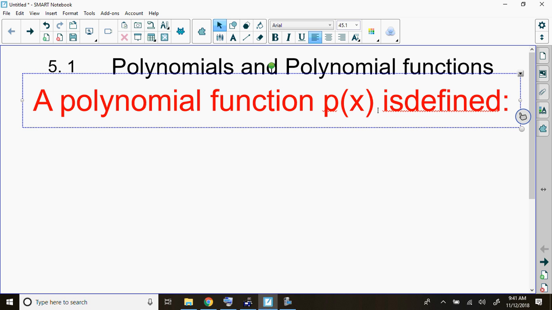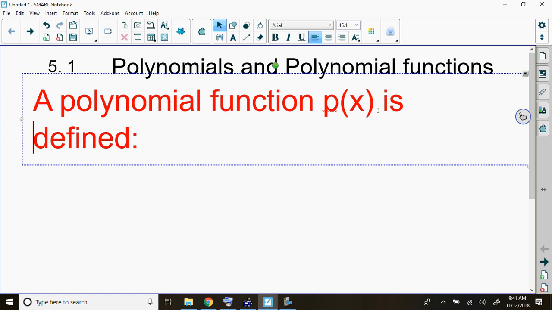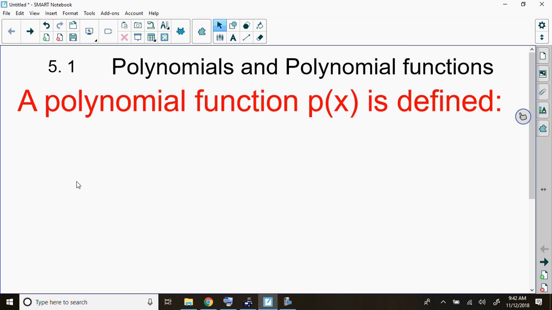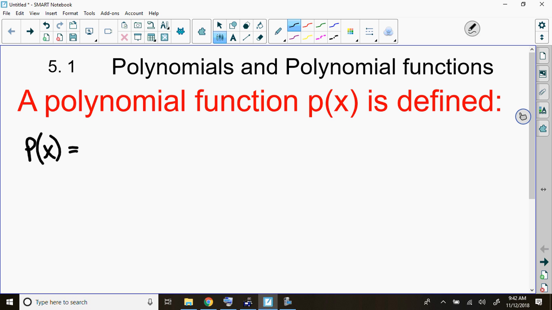A polynomial function is defined in the following way. So we're using f notation, obviously, but p notation, p of x equals. And we got to have a beginning to this. We got to have the first term for this. And the first term is kind of a mess. It's a sub n, x to the n. So to be real clear, this is our first term.